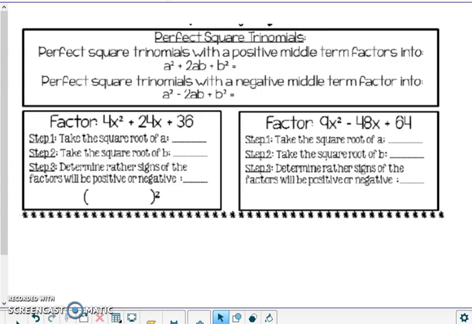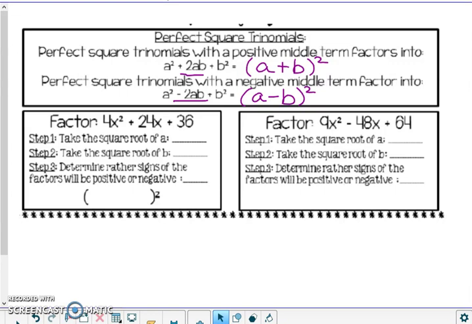So first of all, when you have perfect square trinomials that have a positive middle term, that's this term right here, it's always going to factor to a plus b quantity squared. Now, if you have a perfect square trinomial that has a negative middle term, it's going to be the opposite. We're going to have a minus b quantity squared. Perfect square trinomials will always have a positive first term and last term because there's no way to multiply a number by itself and get a negative number.